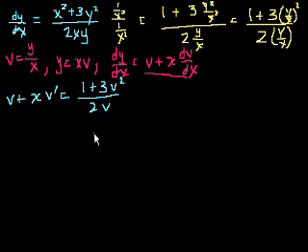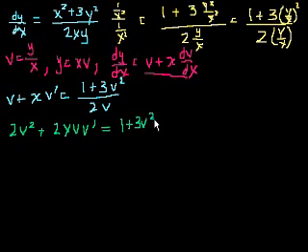So let's multiply both sides of this equation by 2v. We'll get 2v squared plus 2xv v prime, right? 2v times that. Yep, that's 2xv v prime is equal to 1 plus 3v squared. Now let's subtract 2v squared from both sides of this, and we will be left with 2xv v prime is equal to 1 plus, we're subtracting 2v squared from both sides, so we're just left with a 1 plus v squared here, right? 3v squared minus 2v squared is just v squared.